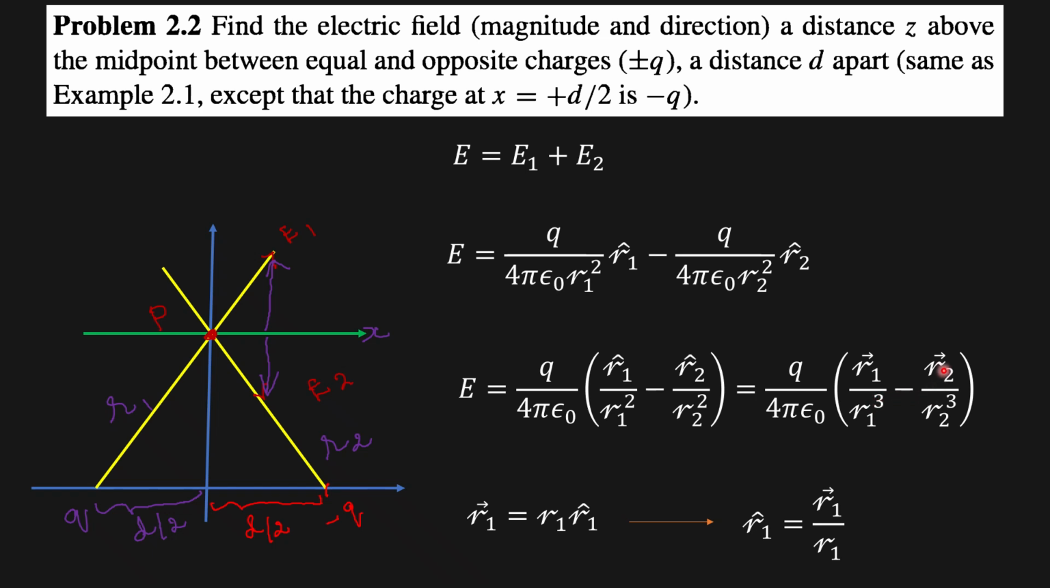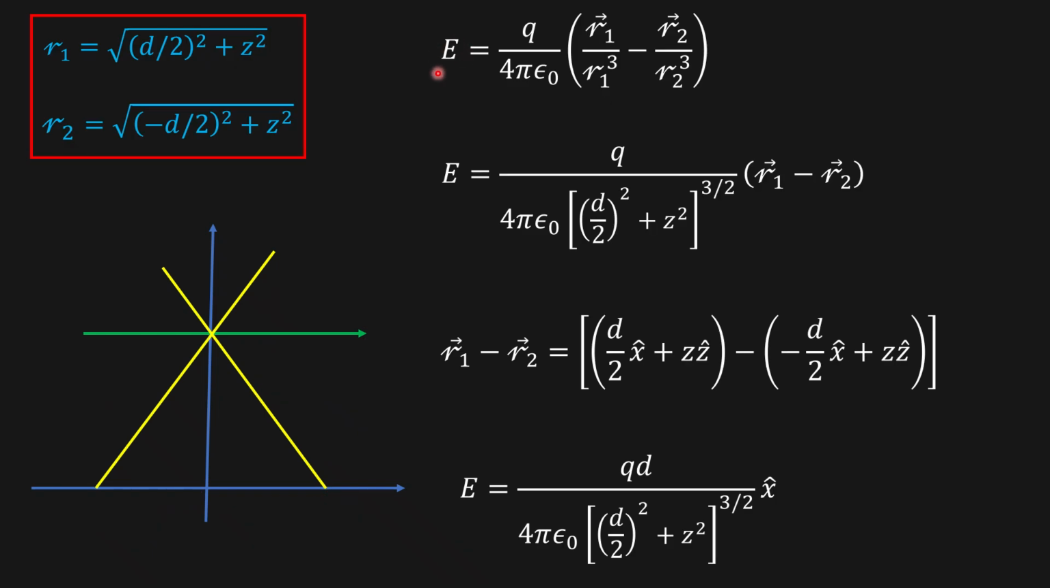Similarly this one, R2 over script R2 cubed. This is the vector. R1 and R2 are the vectors. Now we will see further. Now we got this expression: E is equal to Q over 4 pi epsilon naught times R1 over script R1 cubed minus R2 over script R2 cubed. Here R1, R2 are the vectors.